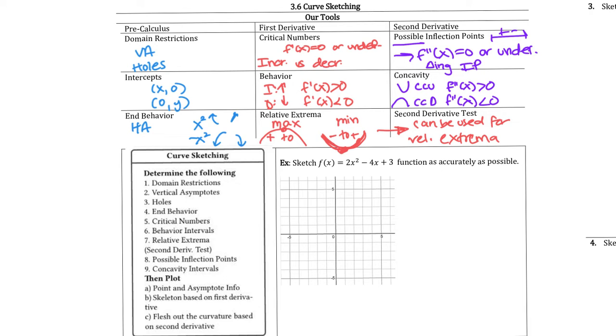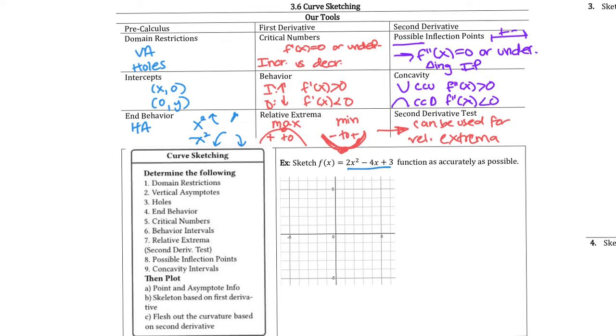The very first thing we're going to do is just analyze what we could have identified from this function in a pre-calc sense. So looking at this function, it is a polynomial function. In fact, it's a quadratic, which you should be able to graph without using any calculus, but I kind of wanted you to see how it compares using what we know about calculus and not using the algebra.